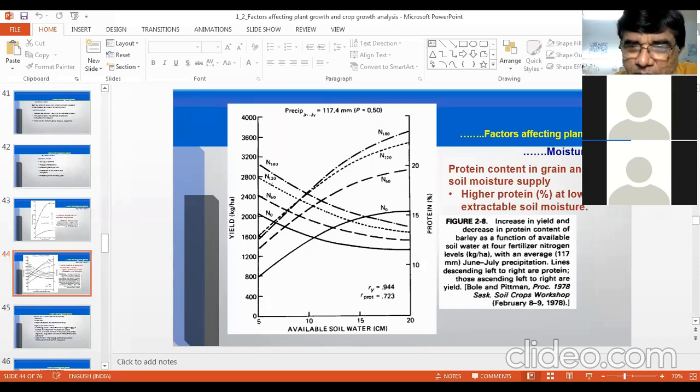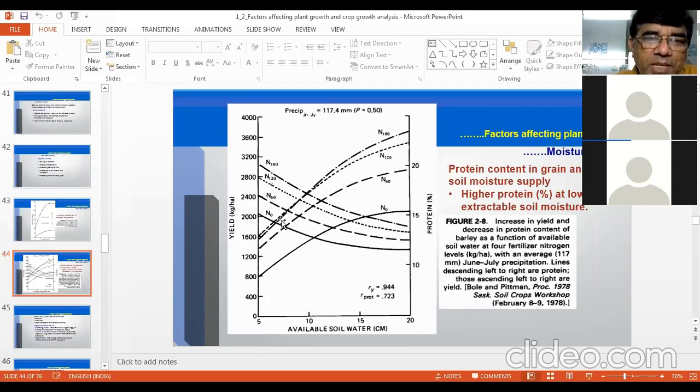This is the case of barley. This is for cereal plants. You can see on the x-axis you have available soil water. If you move from left to right on the x-axis, the water availability is increasing, as you move from 5, 10, 15, 20 centimeter available water. And if you see the y1 axis, it is the yield in kg per hectare. On the y2 axis, on the right side, it is the protein percentage starting from 10, 15, 20. So this is your protein percentage on the right axis.